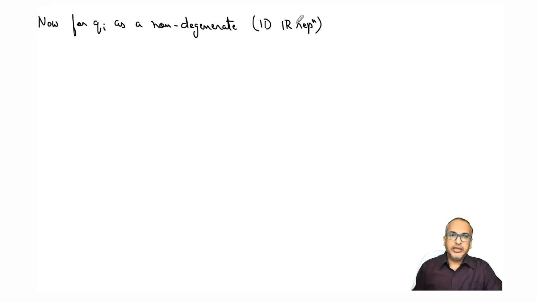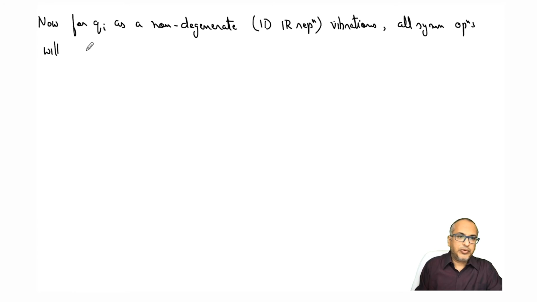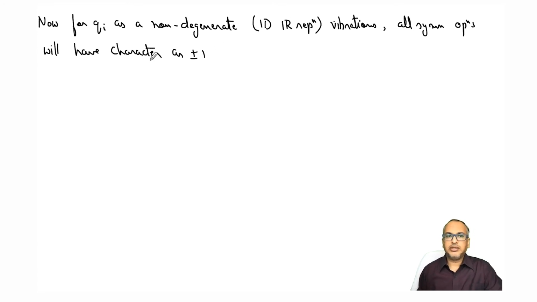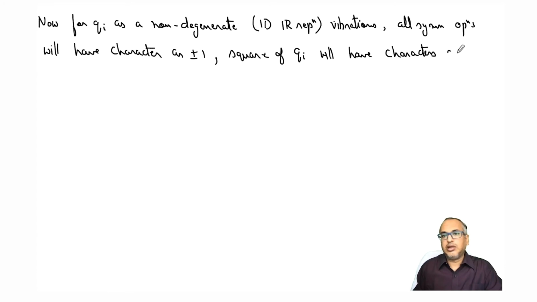Okay. So now if it is a 1D IR representation, non-degenerate vibrations, we can say all symmetry operations will have character as plus minus 1, right? In any 1D IR representation, the character is always plus minus 1, right? So if this is plus minus 1, so the square of qi will have characters as plus 1, only plus 1, not minus now, right? Only plus 1. So this is to remember, it's only plus 1.